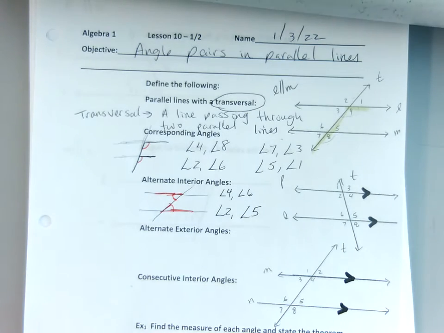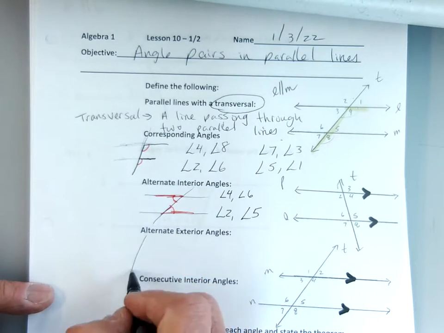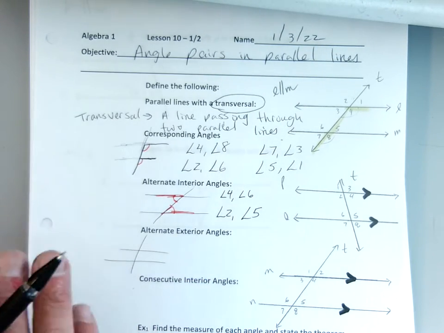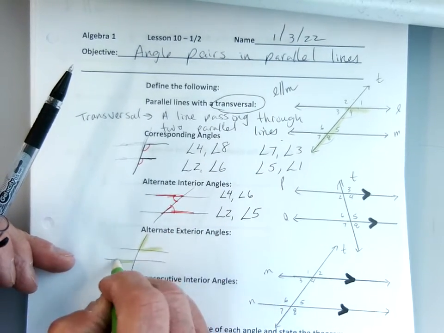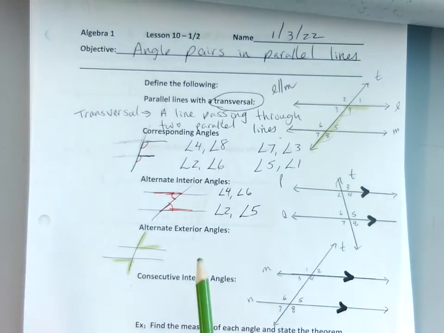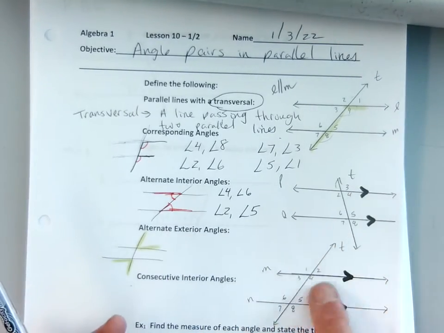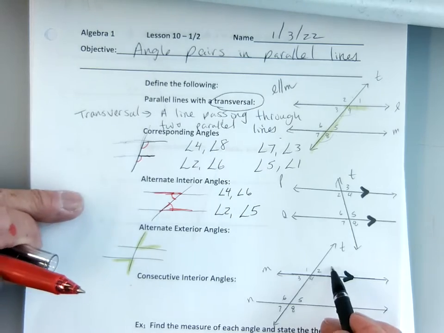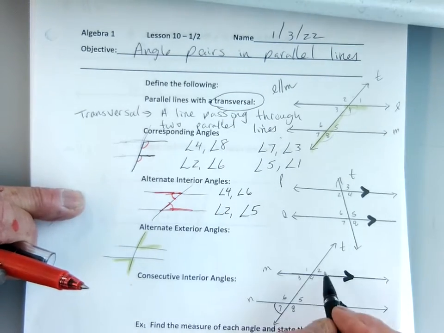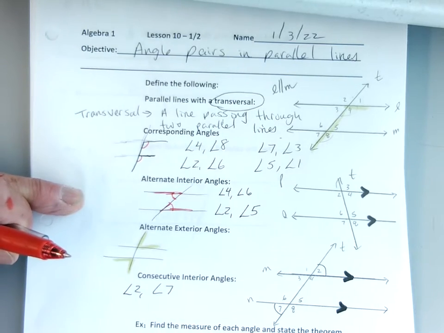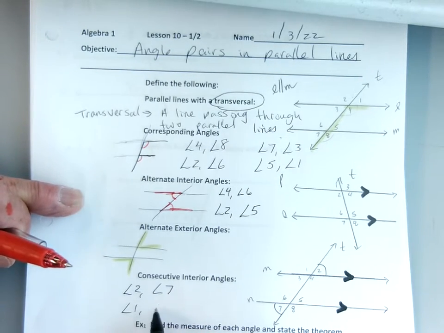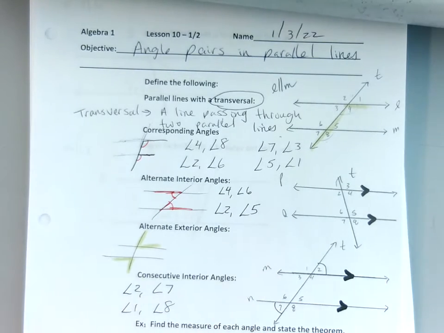Alternate exterior. Okay. So alternate exterior is kind of a weird thing, but it makes a weird looking Y thing, like here and here, okay? So exterior, they got to both be on the outside and alternate. So for instance, angle 2 and 7. And there's one other, 1 and 8, very good. Angle 1 and angle 8. Okay, so they're on the outside, exterior, and alternate. One's on one side, one's on the other side.